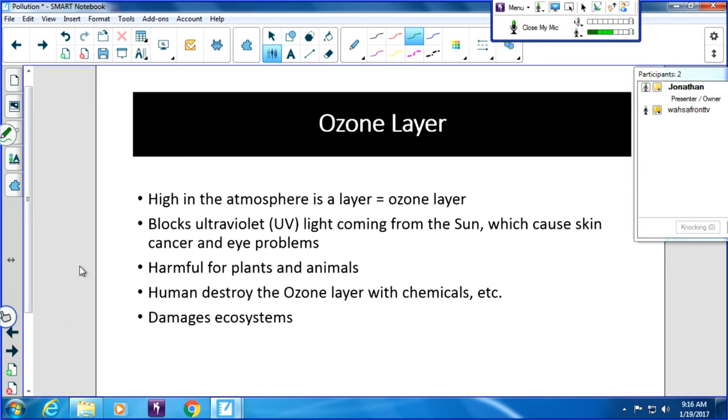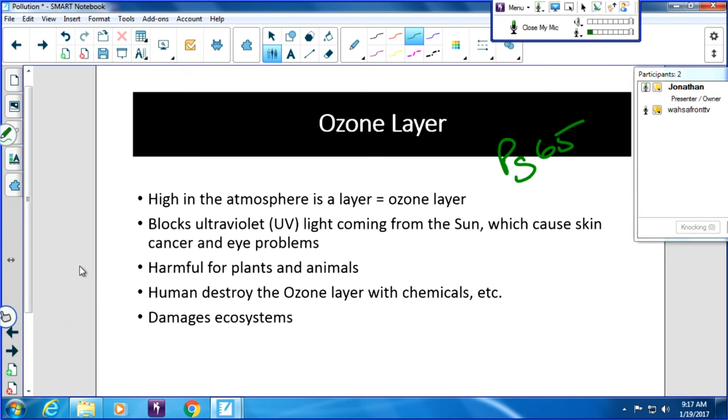Moving along, we'll talk about the ozone layer next. This is on the next page, on page 65 in your textbook. The ozone layer is this imaginary layer high up in the atmosphere. How high? Well, it's way up there. We cannot reach it, we can't climb it. It's high in our atmosphere, which is the air. The purpose of this ozone layer is that it blocks ultraviolet or UV light from the sun from hitting our Earth and our planet. So it protects us from skin cancer, eye problems, and others as well.